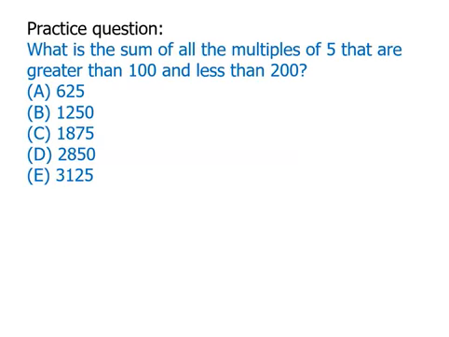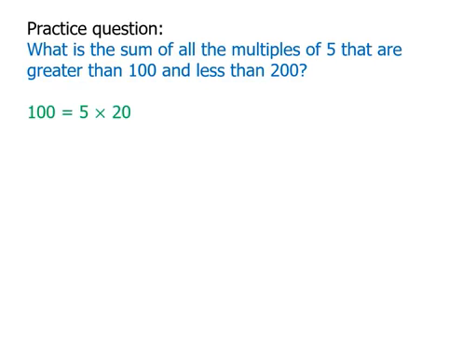What is the sum of all the multiples of 5 that are greater than 100 and less than 200? Pause the video, and then we'll talk about this. This is a tricky problem because we're not including 100, we're not including 200, but we are including all the multiples between them. So 100, of course, is 5 times 20. That's not included. But if we add 5 more, 105, that should be 5 times 21. So that is included. And that's, in fact, the first term.